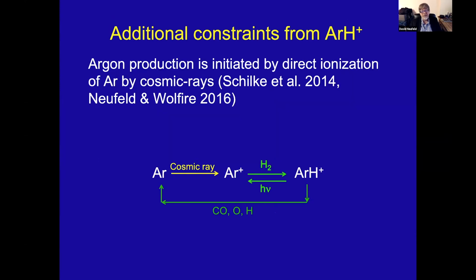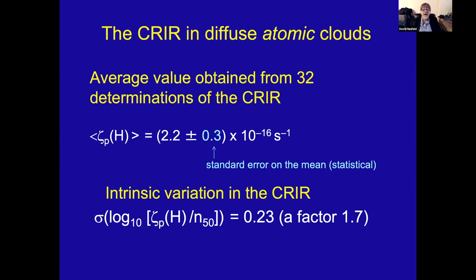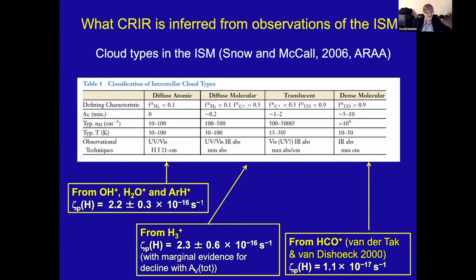And so combining these results, we obtained an estimate that was almost in perfect agreement with the estimate for H3+ of about 2×10⁻¹⁶ for the cosmic ray ionization rate in the galactic plane in the diffuse interstellar medium. So this slide sort of summarizes these various estimates in the different cloud sizes.